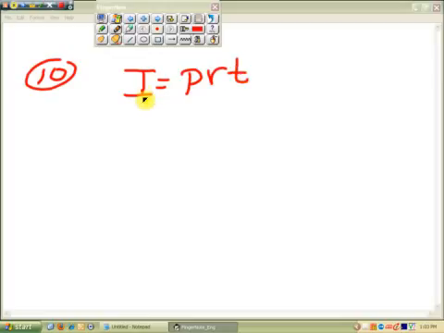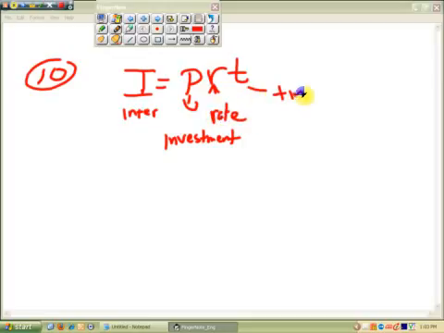And what they want to know is, how much did she invest to start? Well, the investment is the principal. So the investment is not I. I is the interest. The P is the investment. The R is the rate, so the interest rate. And T is time. Well, it goes on to tell you that Aaron earned $30 of interest.